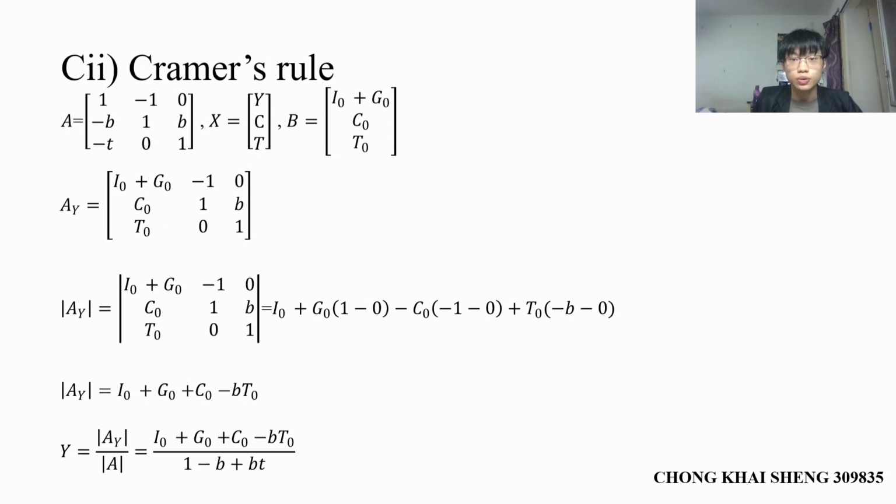For C2, we are going to use Cramer's rule to find y, c, and t. First, we write out the coefficient matrix A and x, which contain c, y, and t, and b, which is the constant matrix. By replacing the first column of matrix A with b, we get a new matrix, which is Ay. By calculating the determinant of Ay, we divide it by determinant A so we can get y.